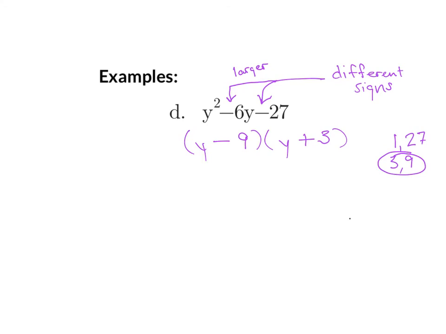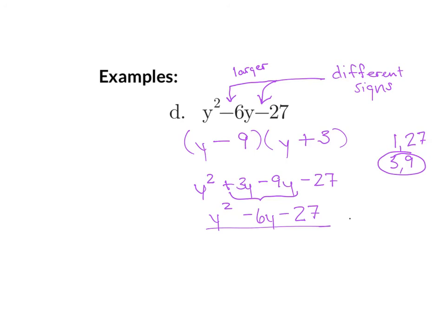We FOIL. First, we get y squared. Outsides, we get 3y. Insides, we get minus 9y. And last, we get minus 27. Does this give me negative 6? Yes, it does. We subtract, we keep the sign of the larger number. It's negative, and so we are good. So the correct factoring of this is y minus 9, y plus 3.